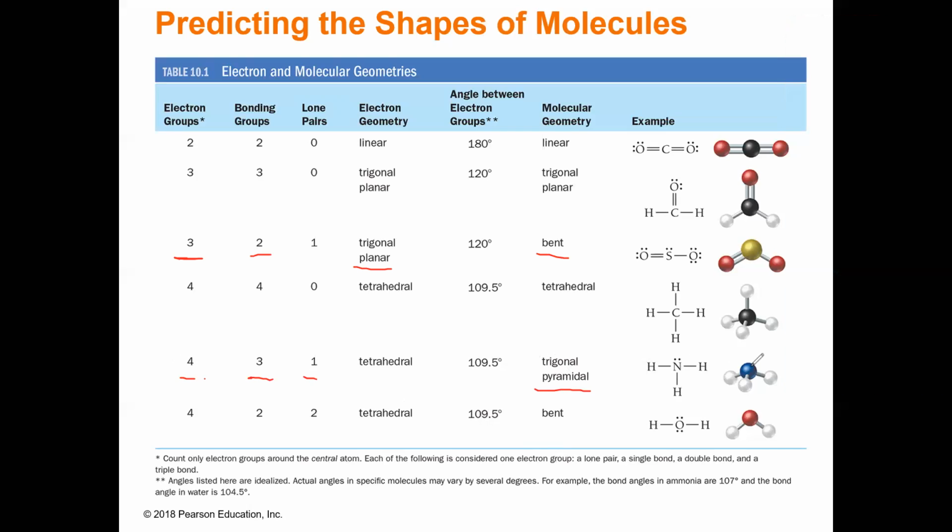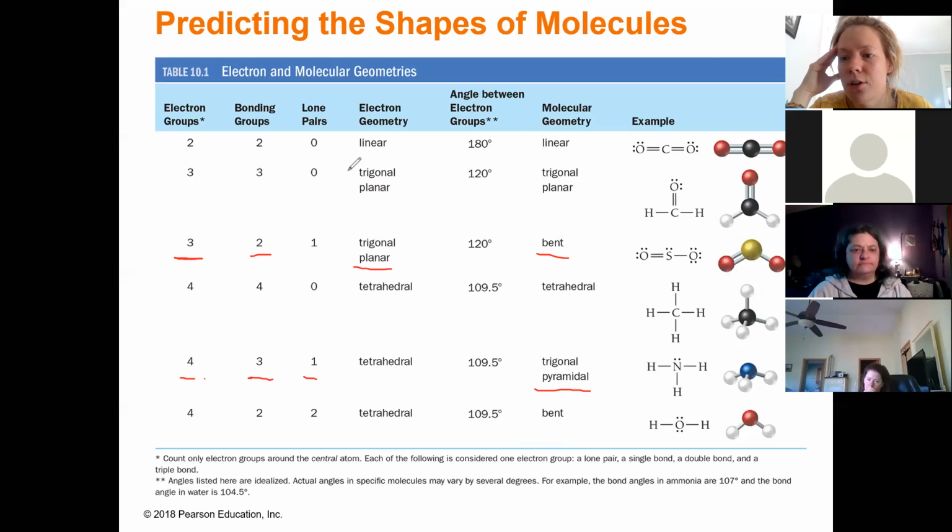Do you all see how to read this? You've got to let me know if you don't understand what these things are. Electron groups is all the groups on the central atom. Bonding groups are just the ones that are attached to atoms. And then lone pairs are any of the lone pairs. So let's try some and see if you've got it.